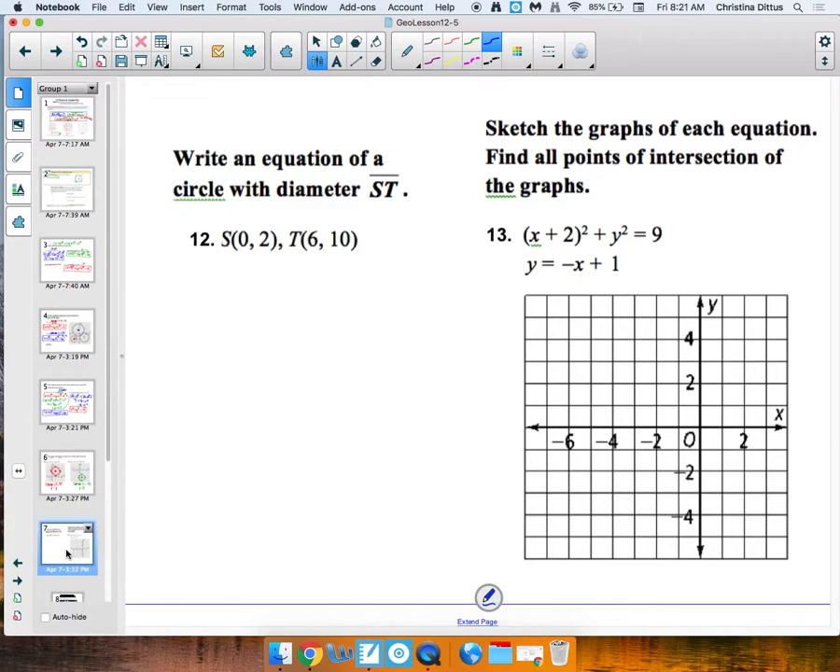No. It says write an equation of a circle with diameter ST. Okay, to write an equation, what 2 things do I need? Center and radius. I need to find my center, and I need to find my radius. Which one do you want to find first? The center. Okay, let's think about this. Picture a circle. Picture a diameter of that circle. Where's my center going to be? In the middle of my diameter. How do I find the middle of a line given 2 points?